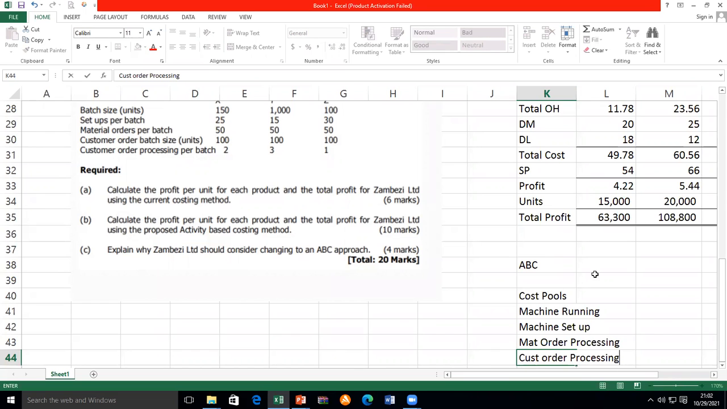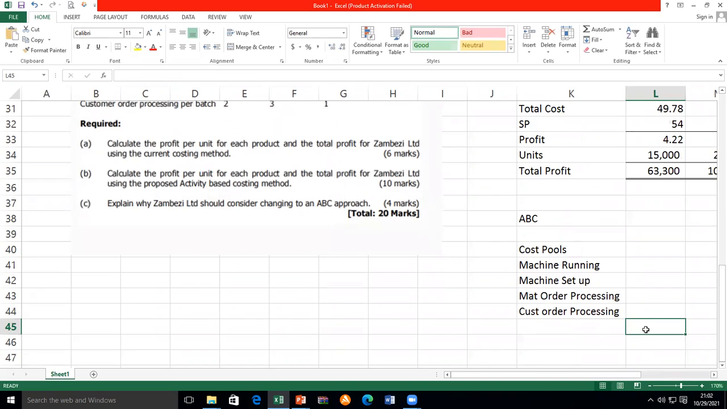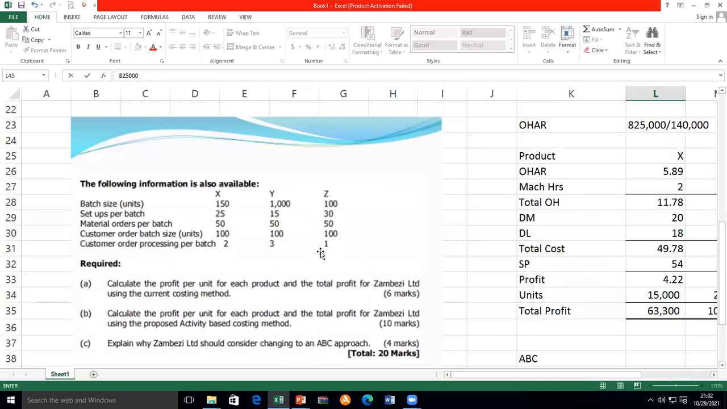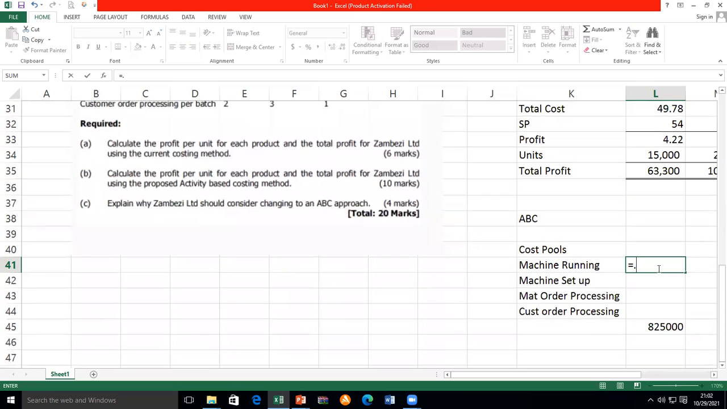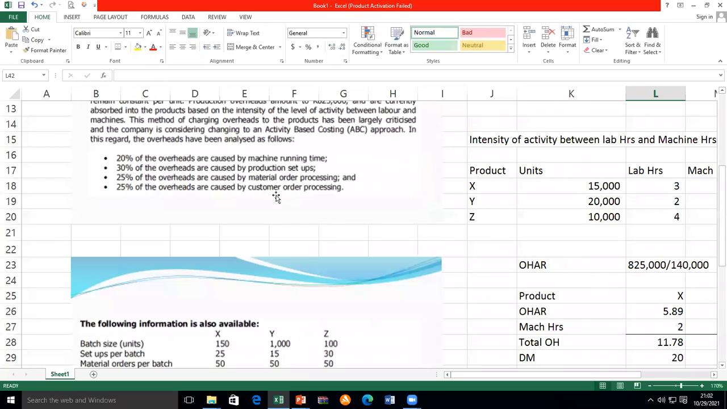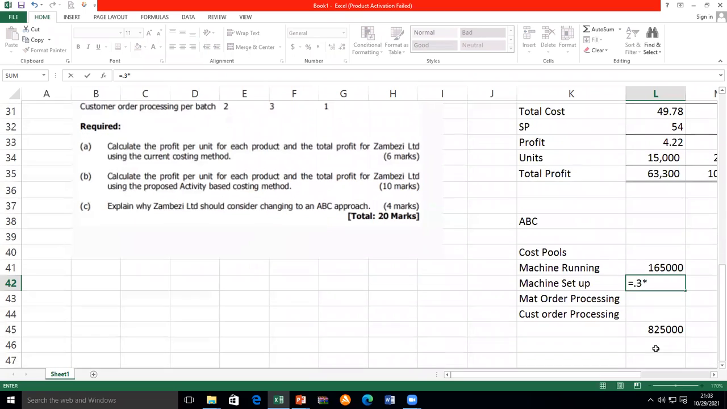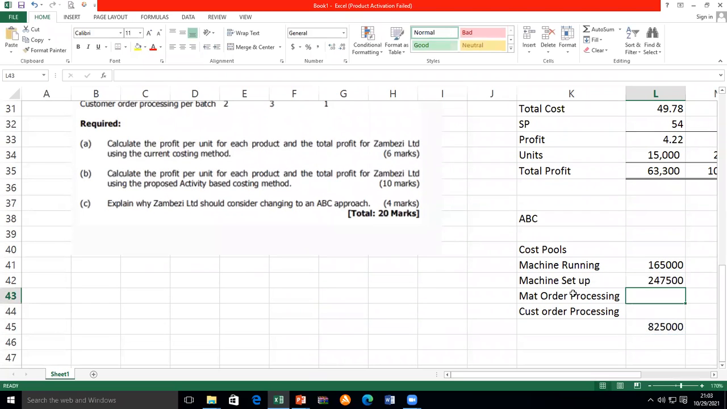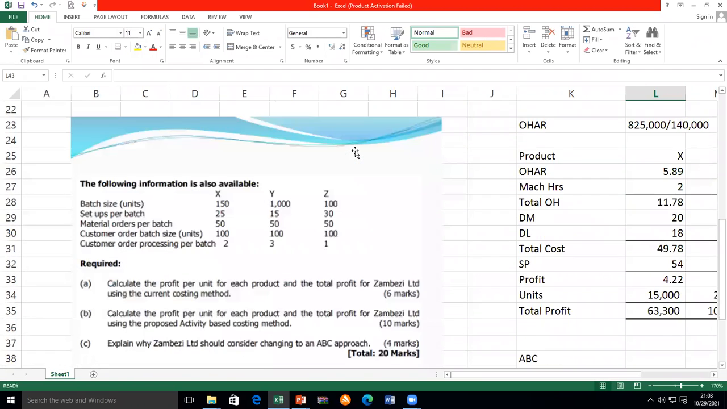So this will be done in the exam for you. There's nothing to worry about. Okay. And the cost was 825. Let's split it up. 20% comes from here. Next one, 30% will come from there. Then 25%.